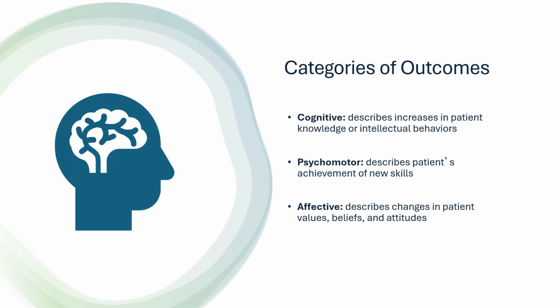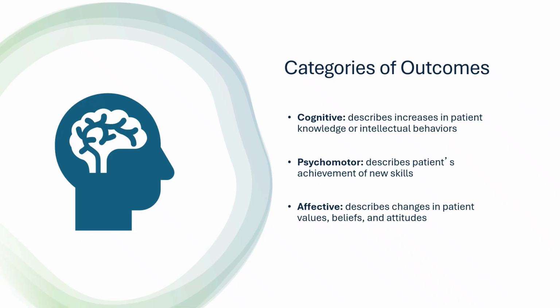When planning care, it's important to understand the type of change you're aiming for in your patient. Outcomes will fall into three categories. Cognitive outcomes. These reflect increases in knowledge or intellectual behaviors. For example, within one day, the patient will list three benefits of using moist compresses on her leg ulcer. Psychomotor outcomes are the ones that involve development of new skills. For example, the outcome may be by November 12th, the patient will correctly demonstrate how to apply a wet to dry dressing.